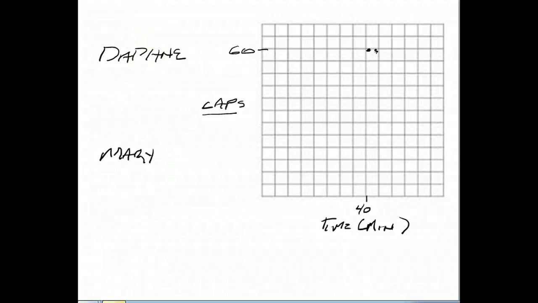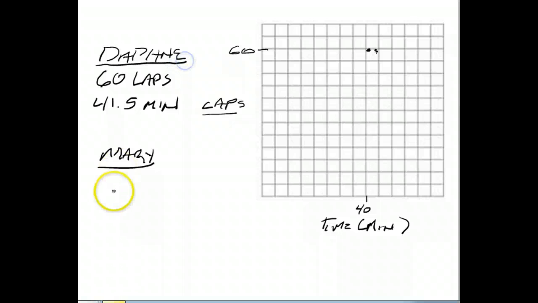Alright, let's try and take a look at this problem. We have Daphne swimming 60 laps, and she's doing it in 41.5 minutes. And Mary is swimming 60 laps, but it's taken her 42.5 minutes according to the graph.